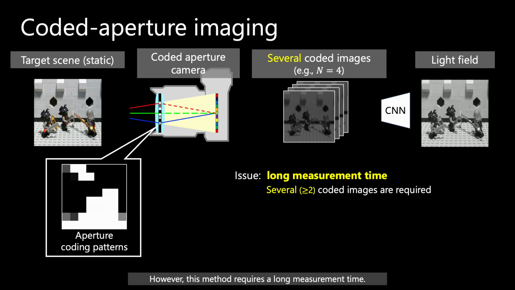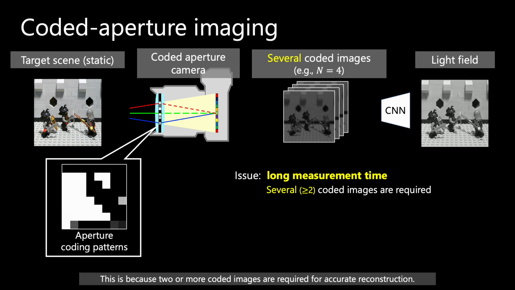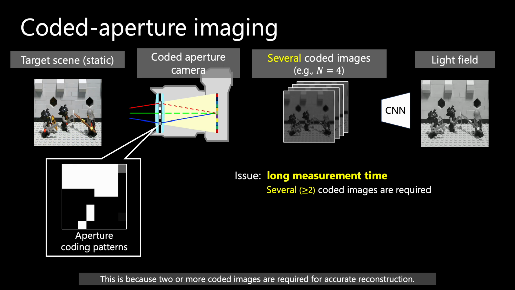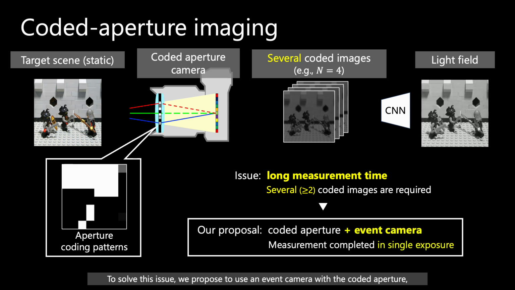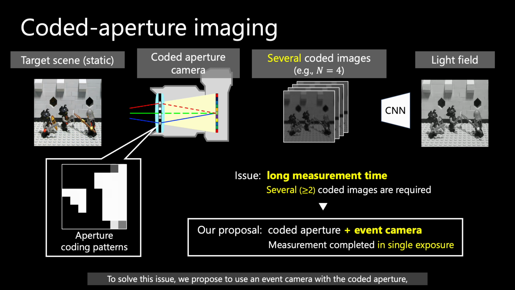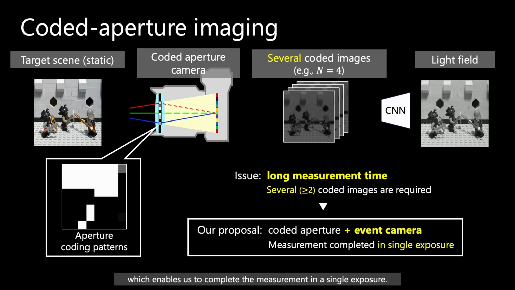However, this method requires a long measurement time. This is because 2 or more coded images are required for accurate reconstruction. To solve this issue, we propose to use an event camera with a coded aperture, which enables us to complete the measurement in a single exposure.